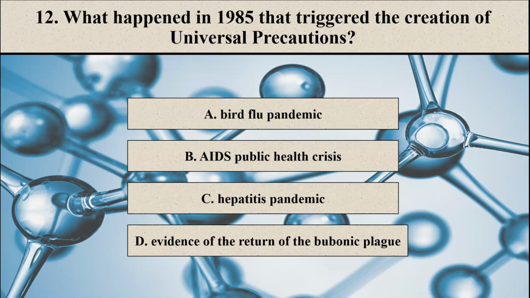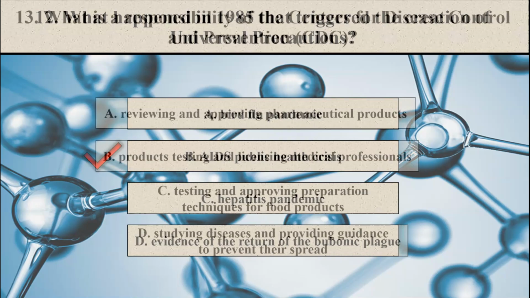What happened in 1985 that triggered the creation of universal precautions? Bird flu pandemic, AIDS public health crisis, hepatitis pandemic, evidence of the return of the bubonic plague. If you chose B, AIDS public health crisis, you are correct.